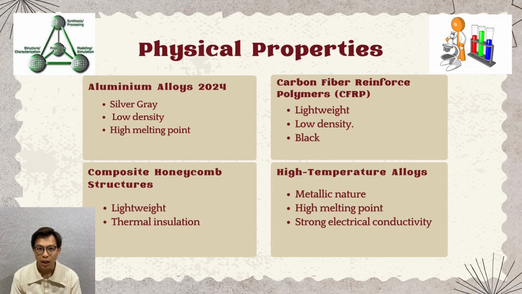Lastly is high temperature alloy. The color for high temperature alloy is typically metallic in nature, but as the temperature increases, this alloy can undergo oxidation, leading to the formation of oxide layers on their surface. This can affect the color of the alloy. It also has a high melting point, with a range from 1200 degrees Celsius to over 1600 degrees Celsius. It exhibits good electrical conductivity due to its metallic nature.